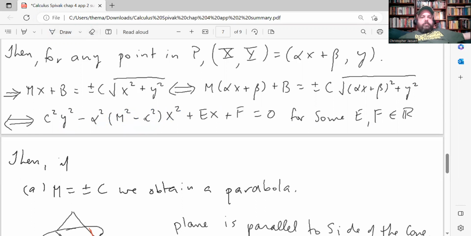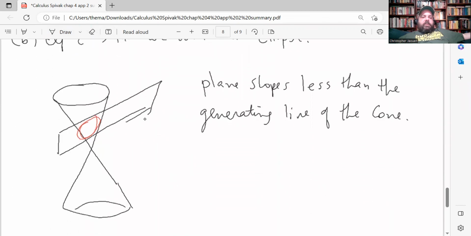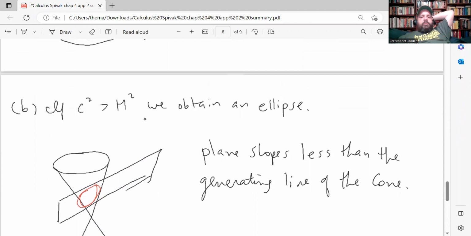If this thing is negative, then you get a plus sign over here because negative times negative is positive, right? And that gives you the equation of an ellipse. So in case B, you obtain an ellipse. And again, you'll have to excuse my drawing here, but what that means is the plane slopes less than the generating line of the cone, which means that when you take the intersection, you get either an ellipse or you get a circle if the plane is horizontal, right? All right, that's case 2.